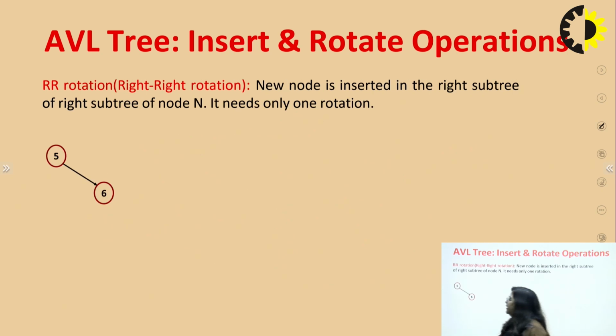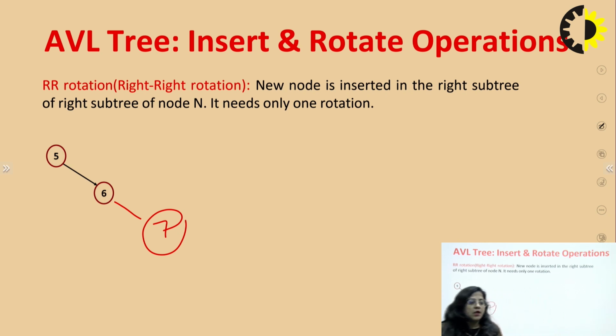Now comes the second rotation, that is RR rotation, called a right rotation. Here again we need to insert a new node in the given tree. We insert 7 here according to BST, because BST says the right subtree is always greater than the root. So 7 is greater than the root and 6, so it will come to the right side of 6. If the rotation is RR, we need only one rotation here.